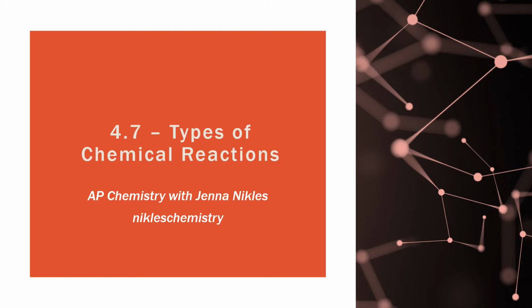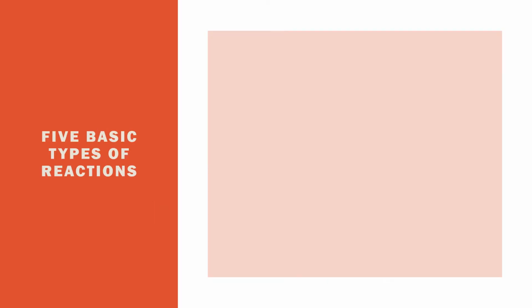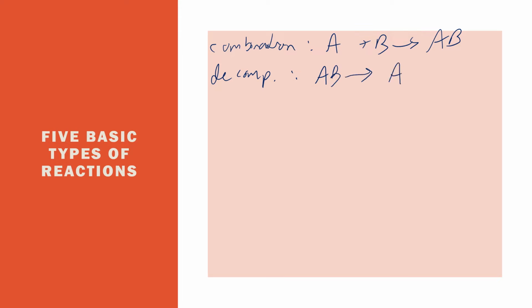Hello, today we're going to review how to distinguish between the different types of chemical reactions. So let's do a quick review of the 5 basic types. We have combination, which is where you have 2 separate things combining into one molecule or compound. We have decomposition, which is when you have a compound or molecule splitting apart into different components there.